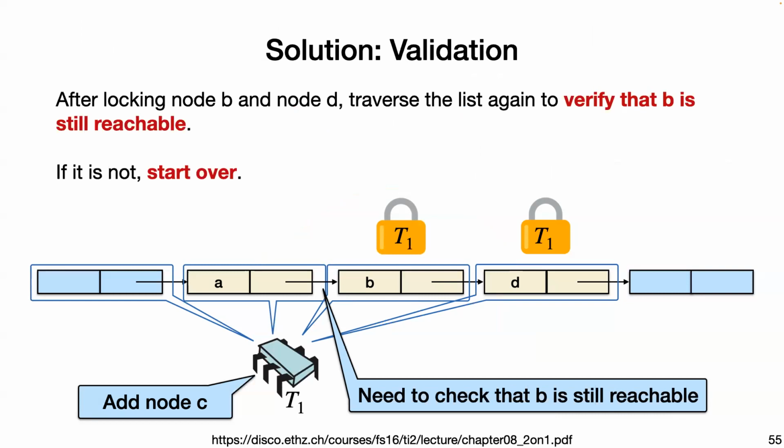And so we grab the locks on B and D, and then we have to traverse from the beginning without locking to check that B is still reachable. And if it is, then we know it's safe to add, because since we held B and D, we know that B cannot be deleted. So if we get here, then it's safe to add C. And if it's not, then you just have to release the locks and start over.